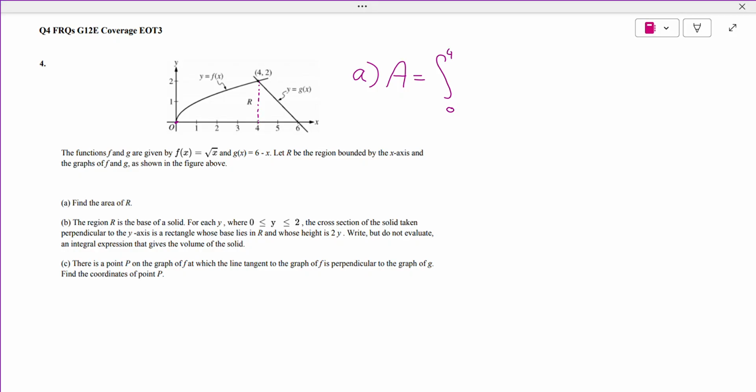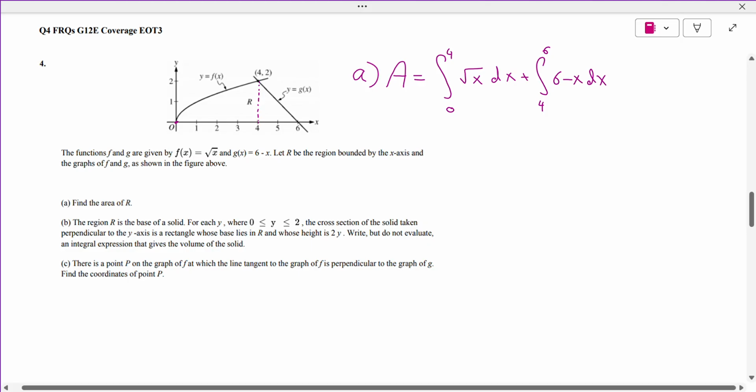Now, the function that we are finding the area under its curve is what? It is f of x, which is root of x dx, plus there is another integral that goes from 4 to 6. Now the function we are interested in is 6 minus x dx. So how do we evaluate this integral?